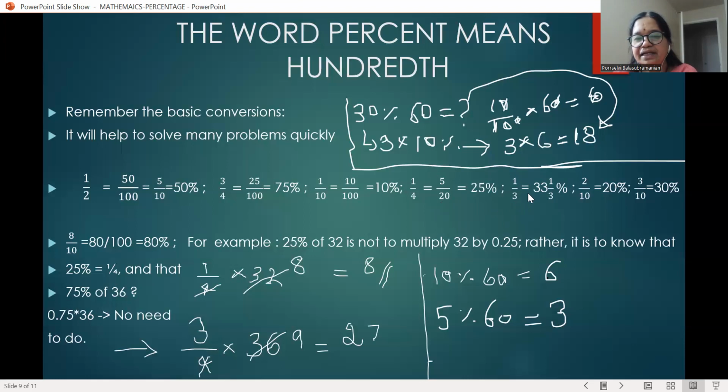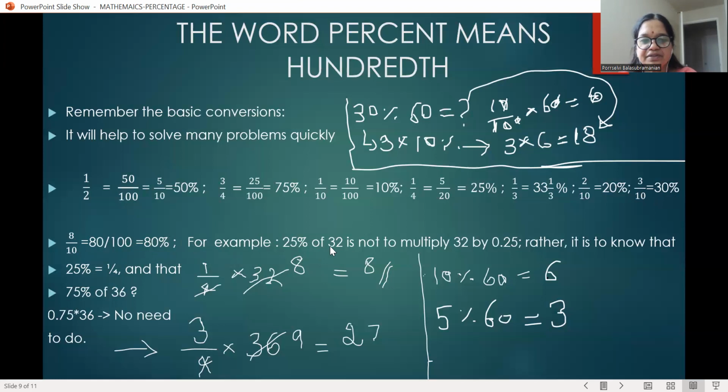Another one is 1 by 3. I have already shown it in the previous slide; it is an infinite value. When you divide 1 by 3, it will go on 33.3333. Okay, so it's 33 and 1 by 3 percent. 2 divided by 10 equals 20 percent. 3 by 10 equals 30 percent. Another example, 8 divided by 10 means 80 percent. 80 percent, you can say 80 divided by 100, also 80 percent.